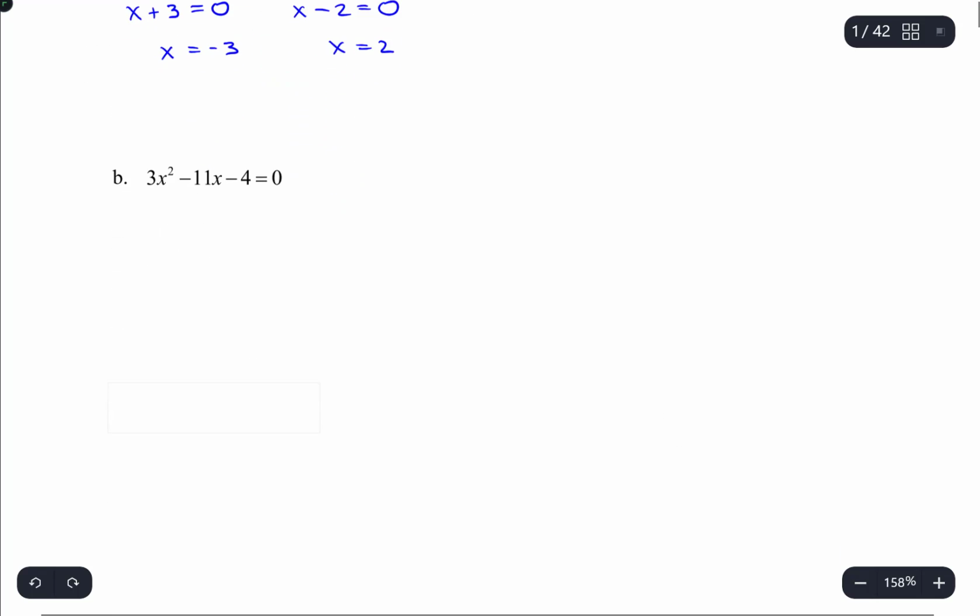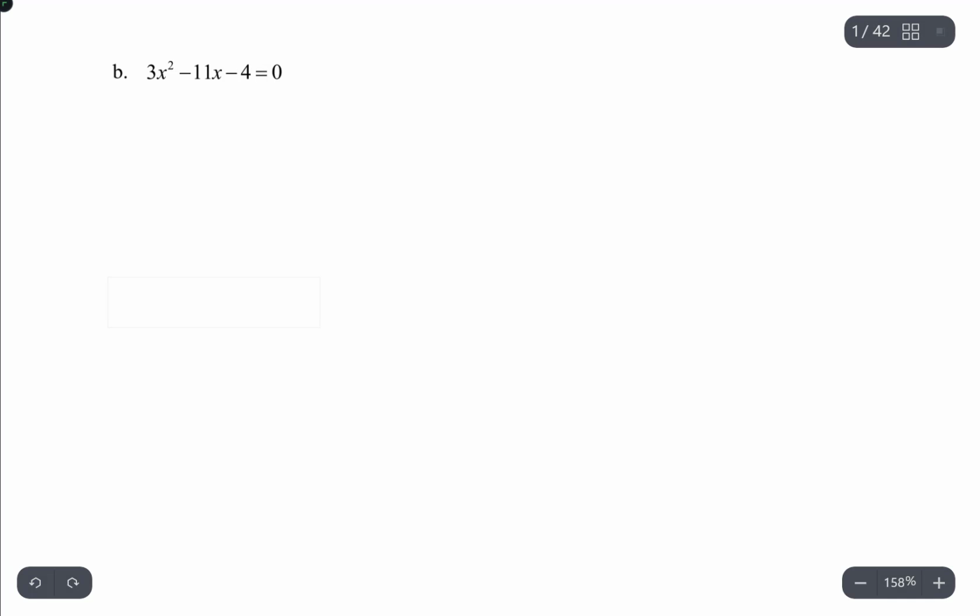Next here we have 3x squared minus 11x minus 4 equals 0. And this is a slightly harder example because this leading term coefficient is not equal to 1. If that's the case, we can't simply look for two numbers that multiply to -4 and then add to -11 because we have to consider this coefficient here.